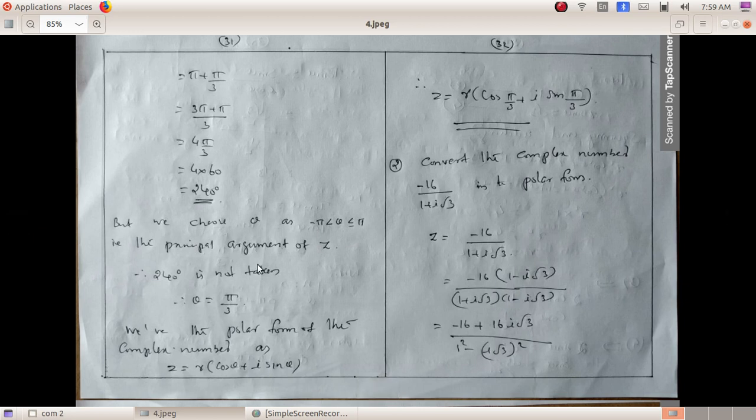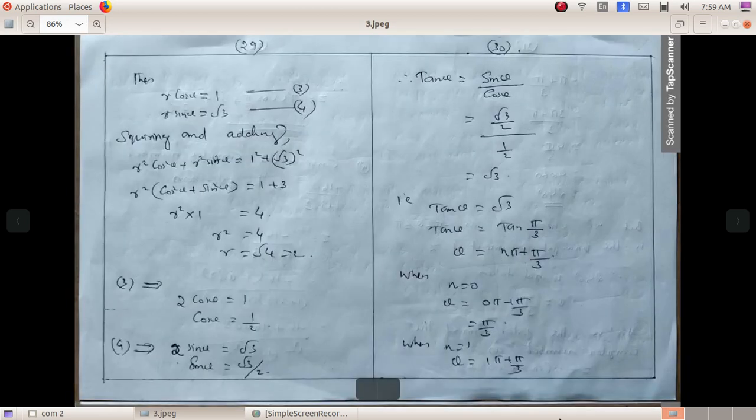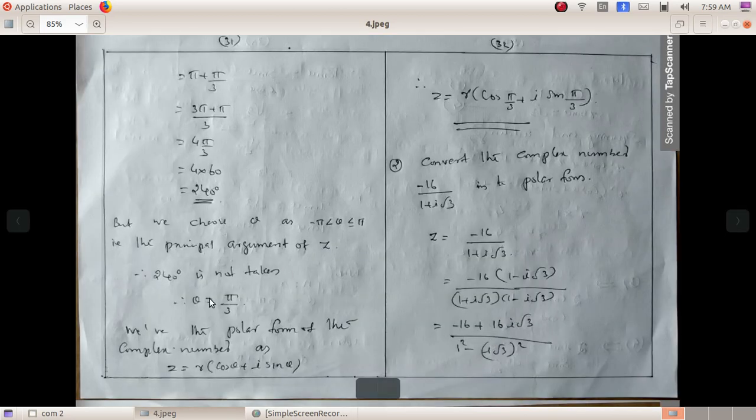So we take theta between minus pi and plus pi, that is minus 180 degrees and plus 180 degrees. We say this theta is the principal argument of the complex number. Here 240 degrees does not belong to this interval, from minus 180 to plus 180, since it is beyond 180 degrees, so it is neglected. We only take pi by 3. So theta is equal to pi by 3.